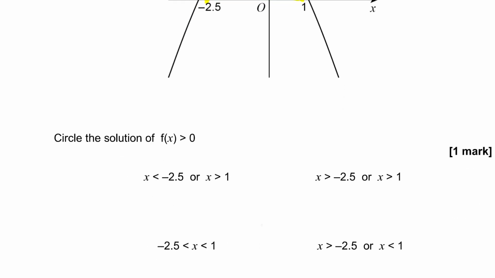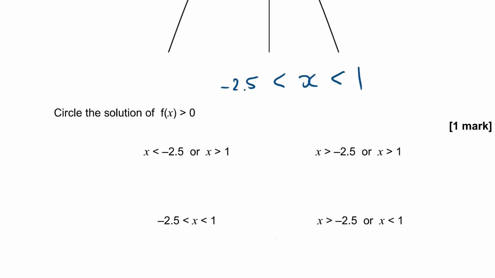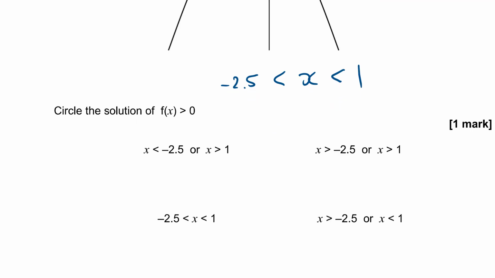Okay, so which boundary is it? Our value of x has to be bigger than minus 2.5. It can't be equal to minus 2.5, because then f of x would be equal to 0, and it's strictly greater than 0. And it must be strictly less than 1. Okay, so we want x between minus 2.5 and 1. Which one is that? It's that one there, look.